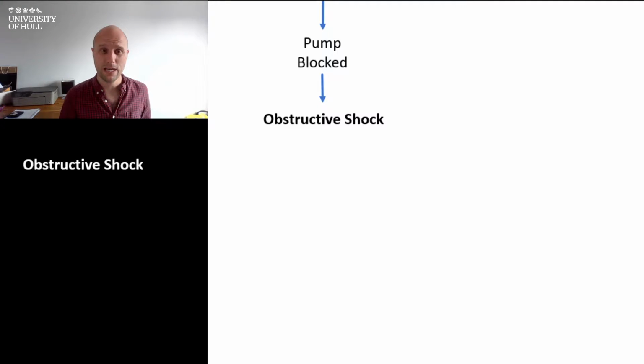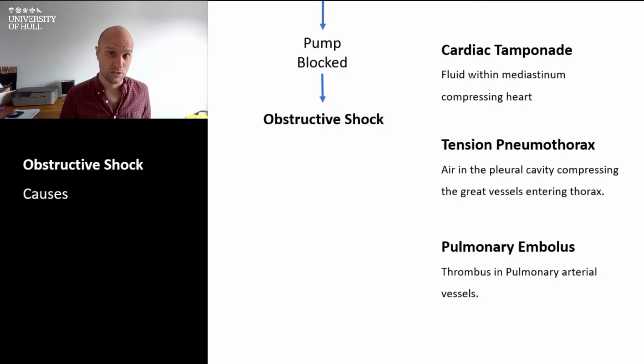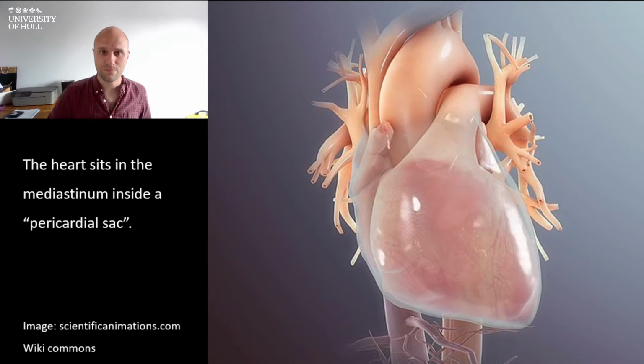And there are 3 main causes that might give you an obstructive shock. There's cardiac tamponade, where the heart is being compressed by fluid surrounding the heart. There's a tension pneumothorax, where there's air trapped within the thorax, but outside the lung, and that's compressing all the structures within the chest. And then there's pulmonary embolism, which is where you get blood clots forming within the pulmonary circulation.